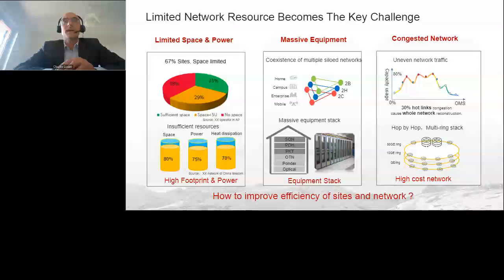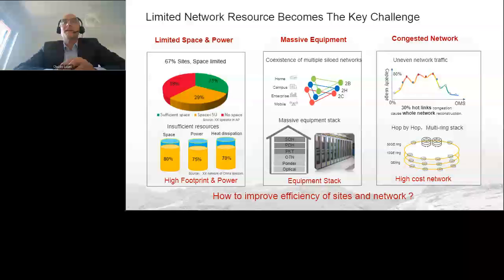Then, considering how the networks have been deployed up to now, there are a lot of siloed networks for different applications: home broadband, mobile broadband, campus networks, enterprise applications, private lines. And these siloed networks mean massive equipment. In the past, this was addressed to some extent, but not fully. So this kind of stacking is still there.